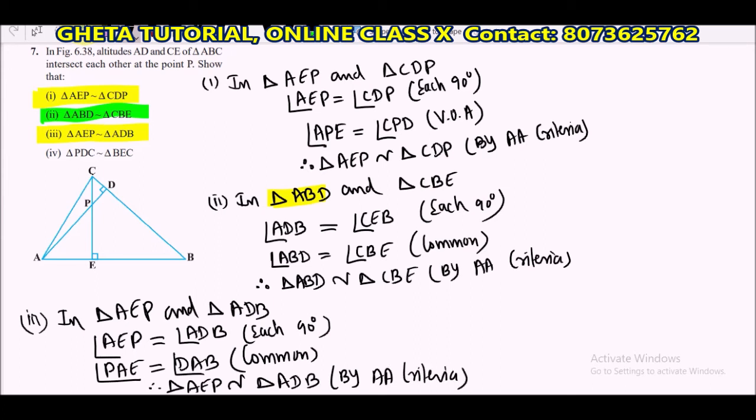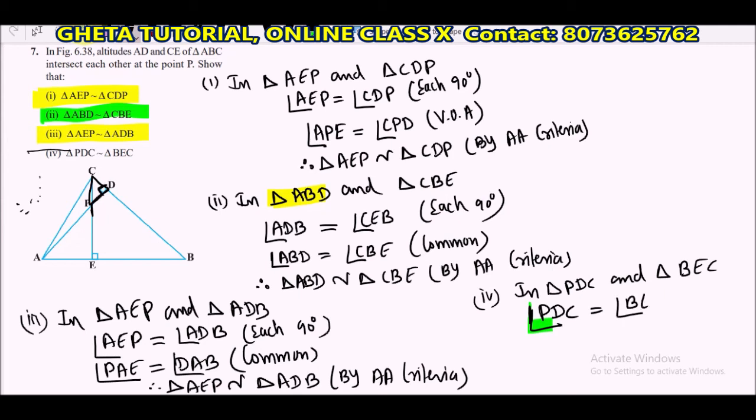Similarly, the fourth one you have to solve: triangle PDC and triangle BEC. Tell me which angle we should take first here. PDC and BEC. Angle PDC is equal to angle BEC. PDC is 90 degrees, and in BEC the E is 90 degrees. Both are 90 degrees here.